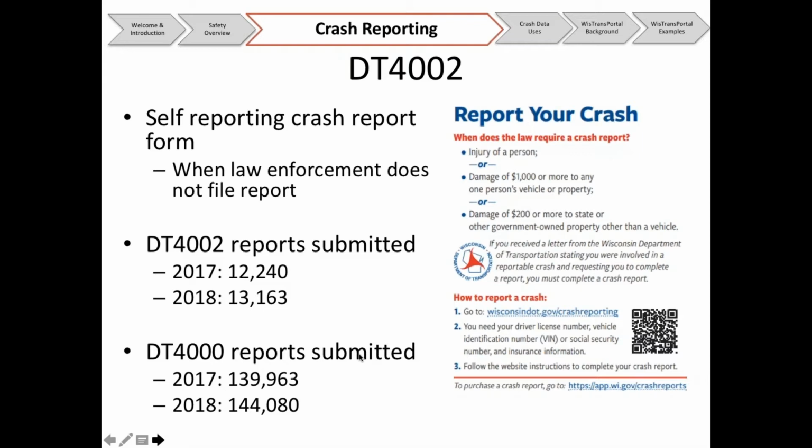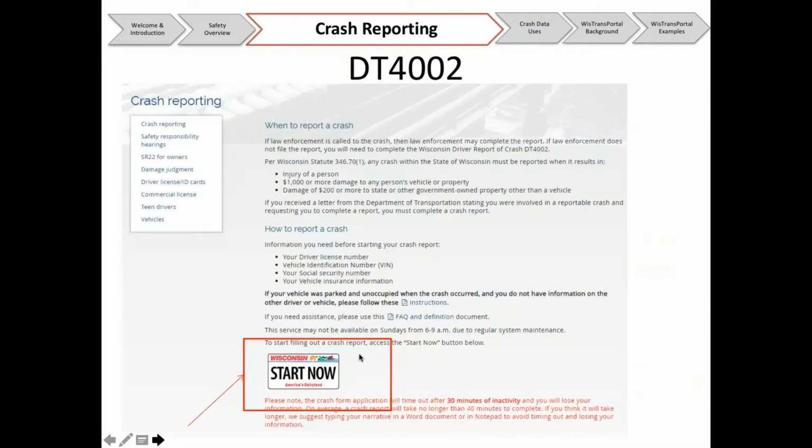The 4002 is, again, another source of information. We have to be a little bit careful because it is a self-report. So you may have issues with drivers, they're not law enforcement. They're not going to look at it unbiased when they're reporting their crash. The DT4002s are available on the Wisconsin Department of Transportation website. It's in that Start Now button that you can click in to get that information.